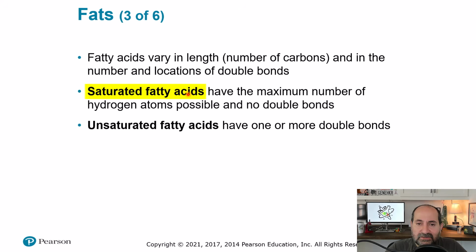Saturated fatty acids have the maximum number of hydrogen atoms and no double bonds. This is the important part. No double bonds in the fatty acid tail. Unsaturated fatty acids have 1 or more double bonds in the fatty acid tail, so they have fewer hydrogen.